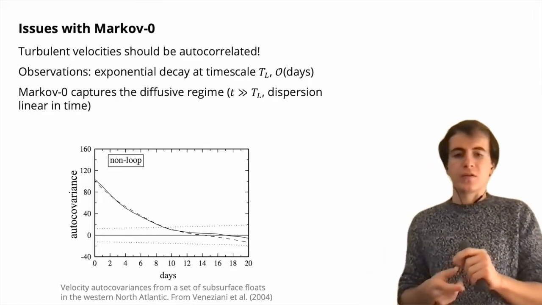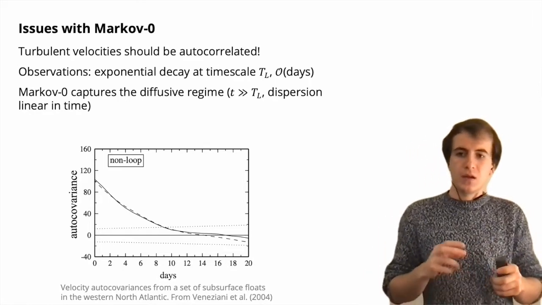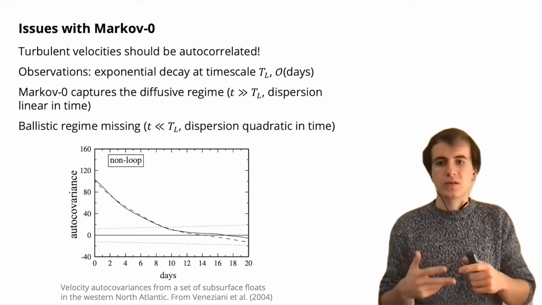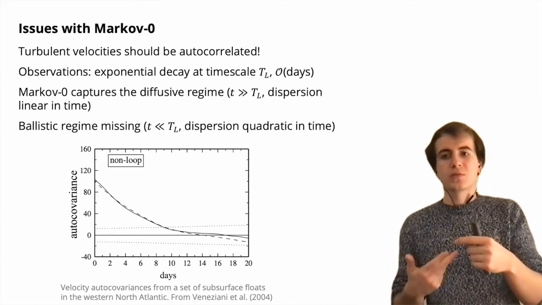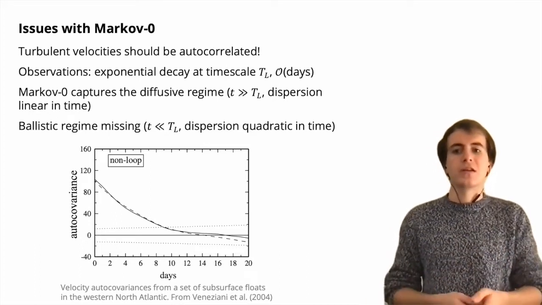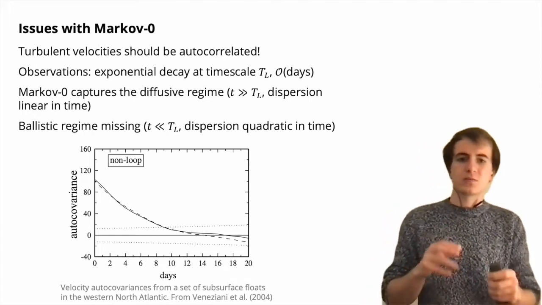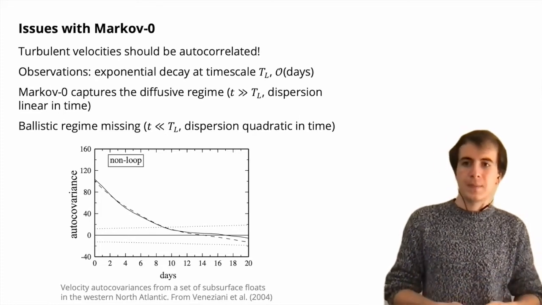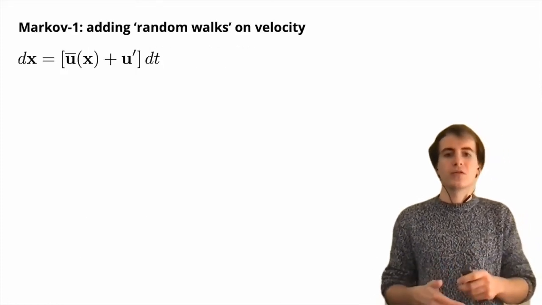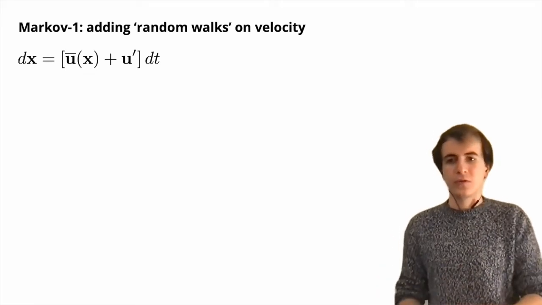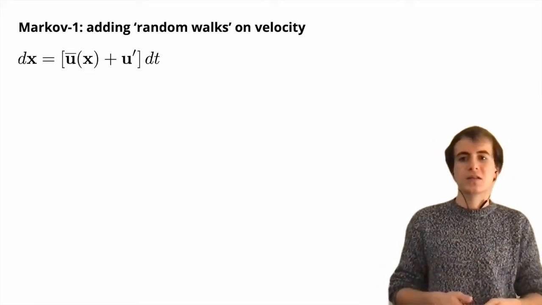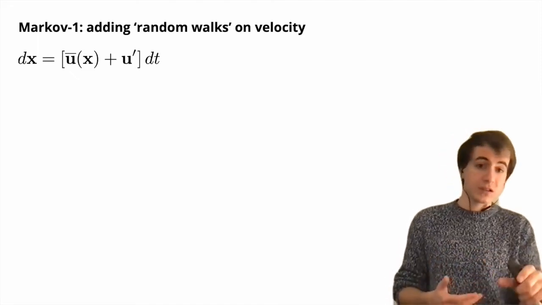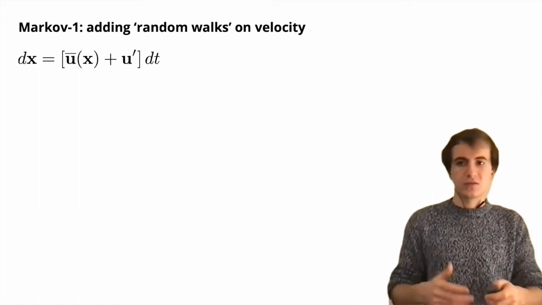This is when dispersion evolves linearly in time. But it completely misses out on the ballistic regime, which occurs when dispersion is quadratic in time, which happens for times much smaller than the Lagrangian timescale. And this is precisely because the autocorrelation in velocity is missing entirely. Well, there are several models that improve on the Markov 0 model. The one that we're going to look at here is the Markov 1 model that doesn't add random walks on particle positions, but on particle velocities.